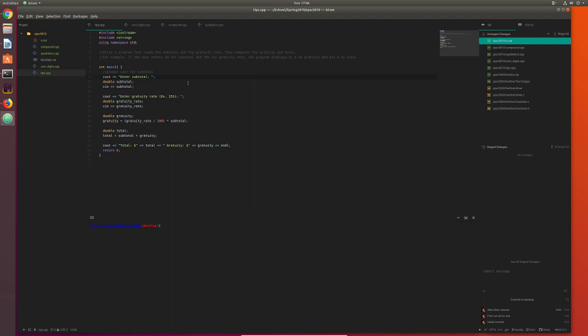Basically, there are 4 problems here, and we're just going to work through them, and I'll show you how they work. So, first problem here is write a program that reads the subtotal and the gratuity rate, and then computes the gratuity and total.